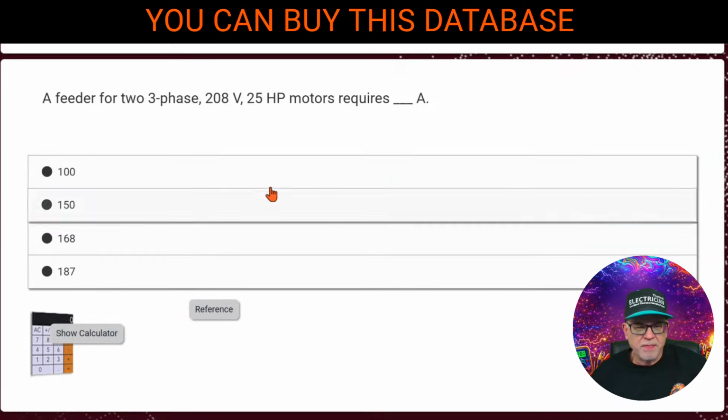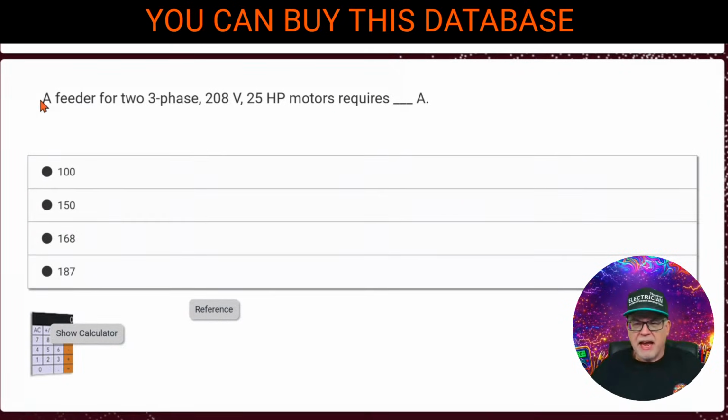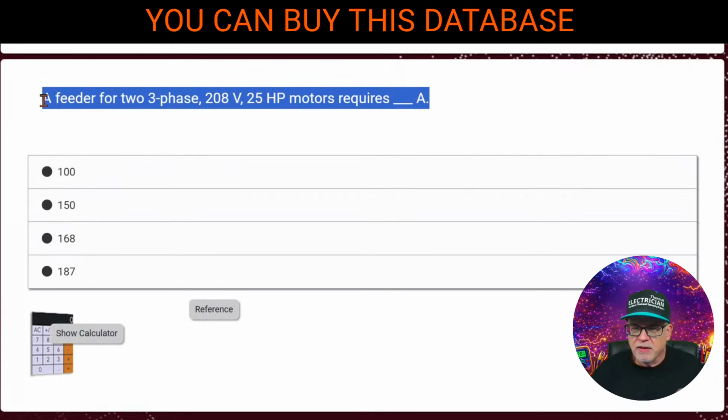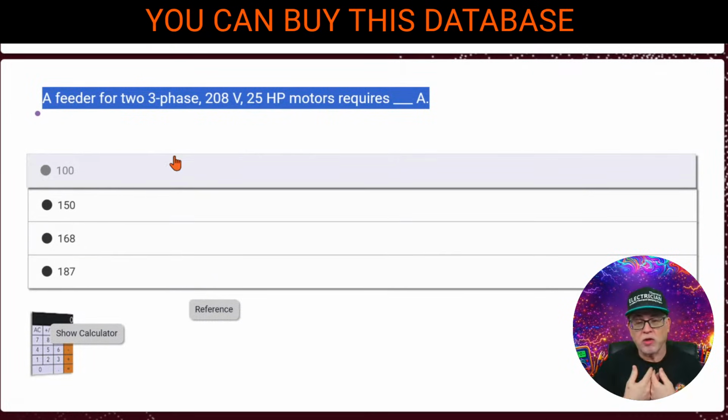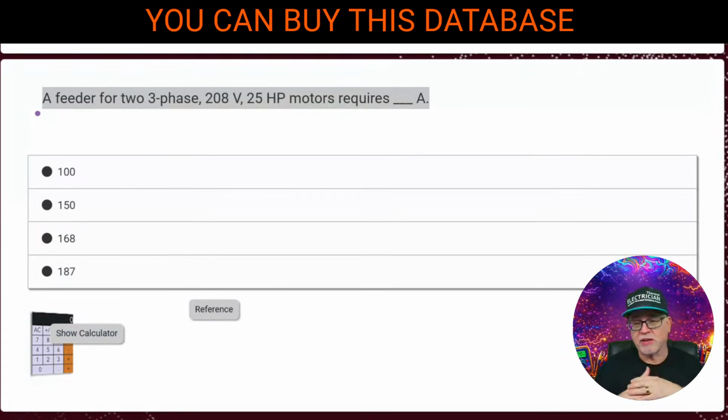All right, go to the next question. A feeder for two 3-phase, 208 volt, 25 horsepower motors requires how many amps? Okay, so this is a very important question, and questions like this will most certainly appear on the electrical exam. One of the things you have to understand is that this is not so much a lookup in the index, you need to understand motors.